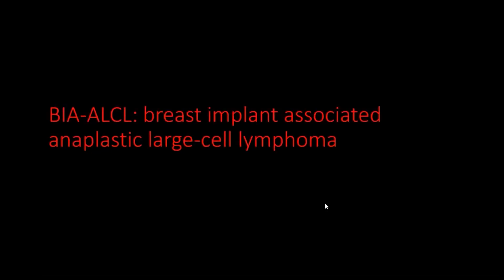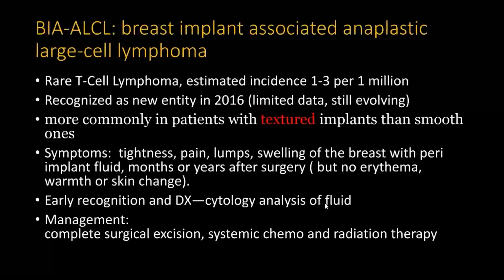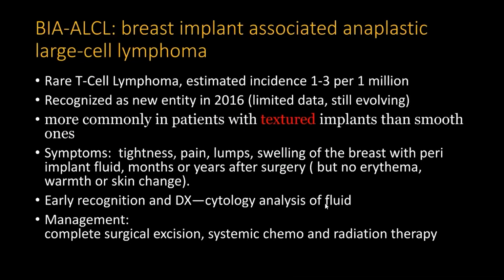Lastly, I would like to briefly talk about breast implant associated anaplastic large cell lymphoma. It is a real T cell lymphoma, a non-Hodgkin's lymphoma. The incidence is very, very low, and it was not recognized as a new entity by WHO until 2016. But because the data is limited, our knowledge on this is still evolving. A lot of reports say it's more common in patients with a textured implant.